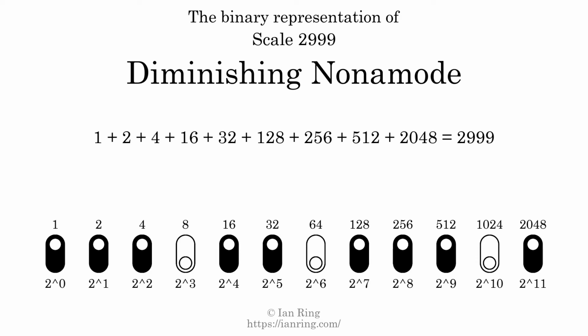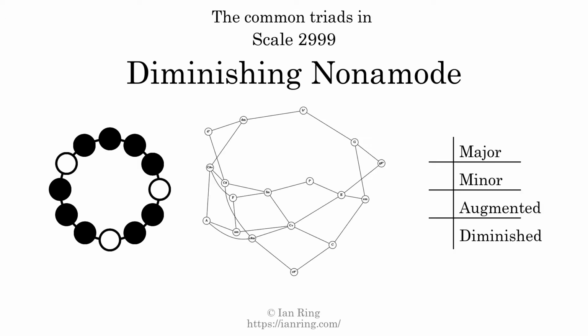That is why the scale number, in decimal, is 2999. The scale number not only enumerates the scale with a unique index, but it also literally describes the tonal content of the scale. Represented as a binary number in base 2, the scale number is 101110110111. Here are the common triads present in this scale.